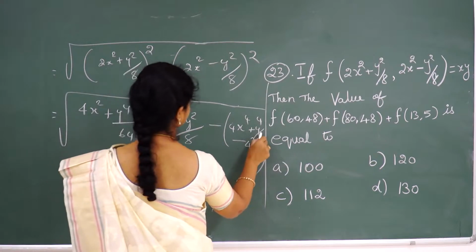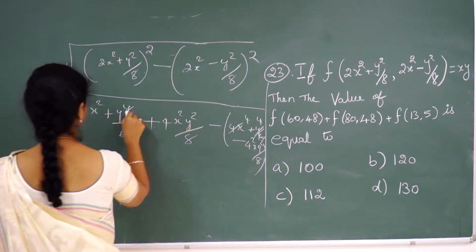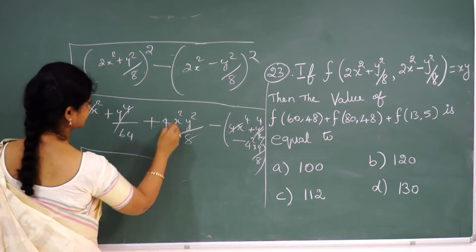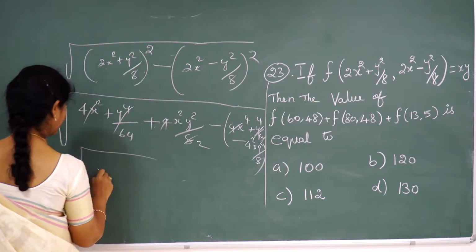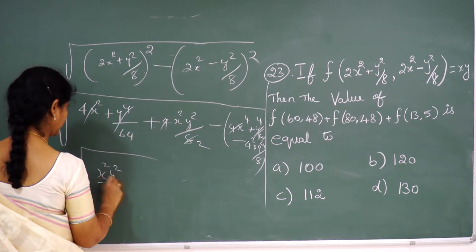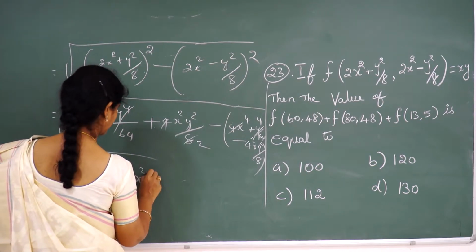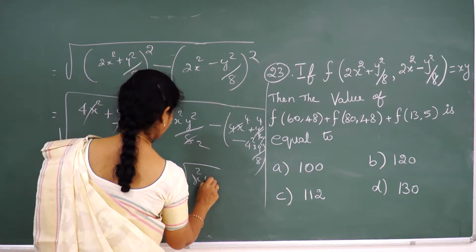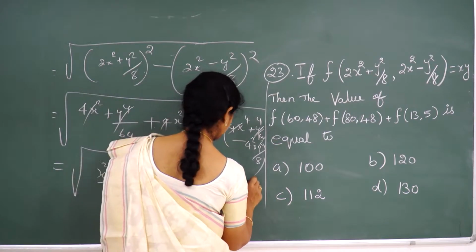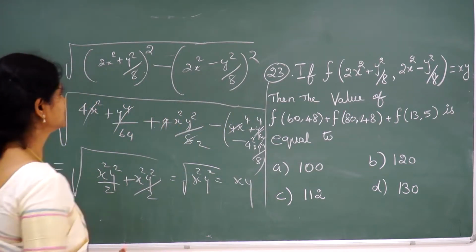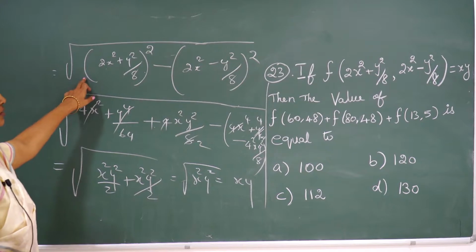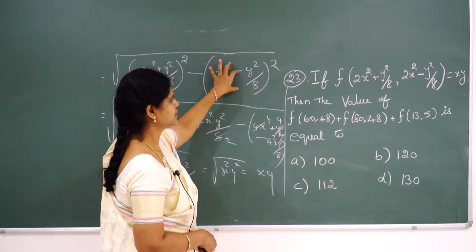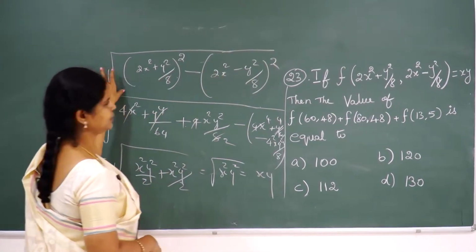This is y power 4 by 64. Cancel these two terms. The remaining term is the square root of this, which is 2. So you get x square plus y square by 2, square. The square root of that is nothing but x square plus y square by 2, which is xy. So the function is nothing but your distance formula, the square root of this expression whole square minus this. So this function relates to the distance formula.